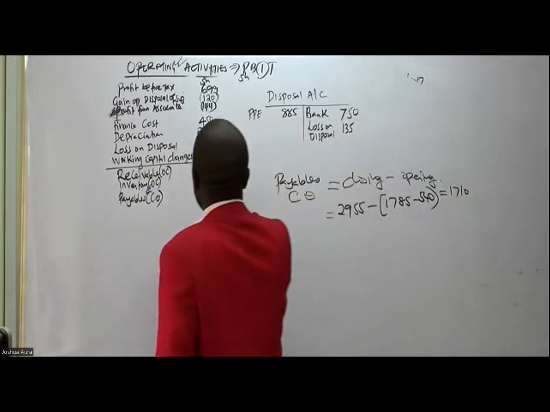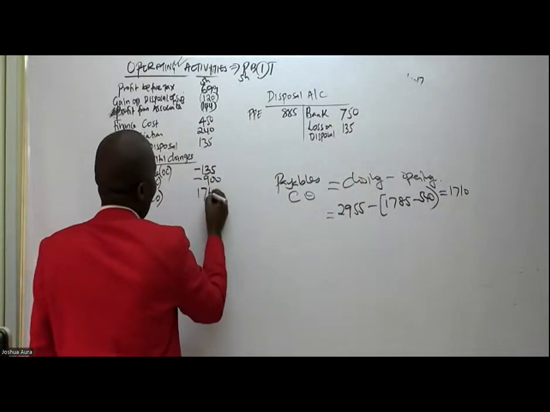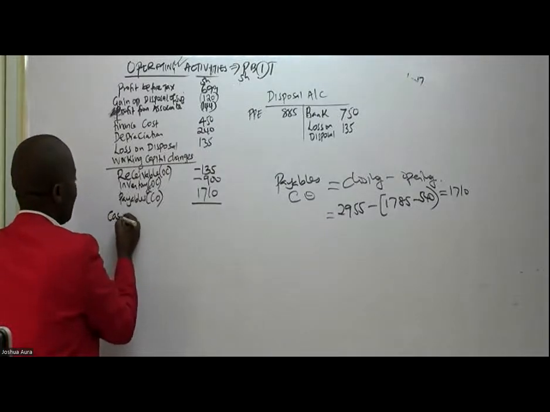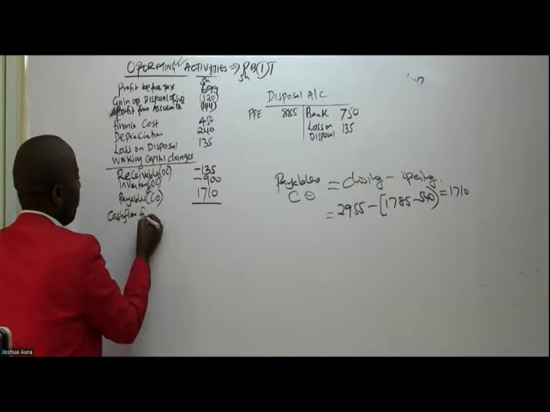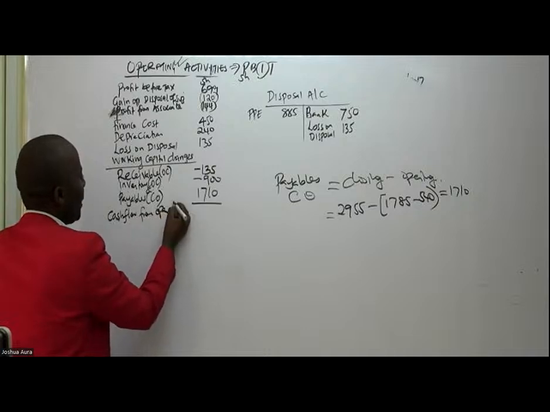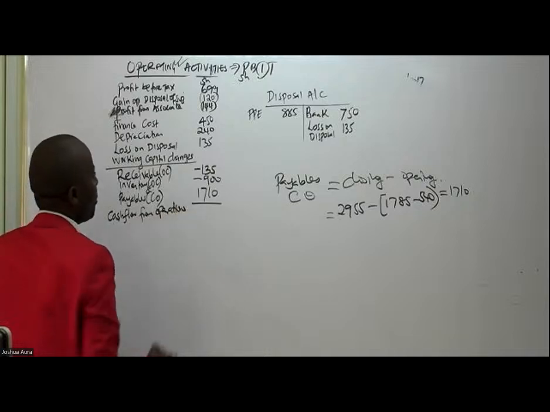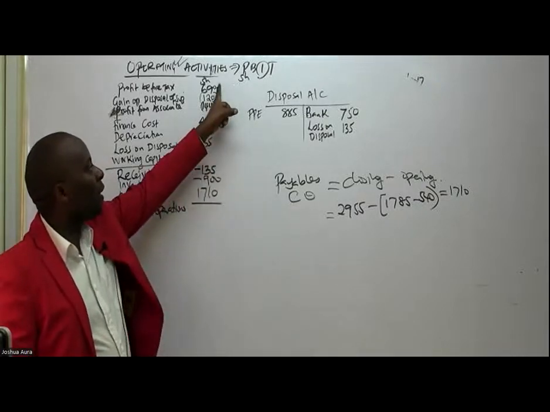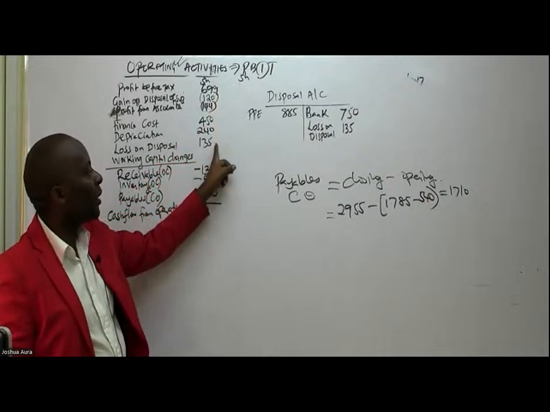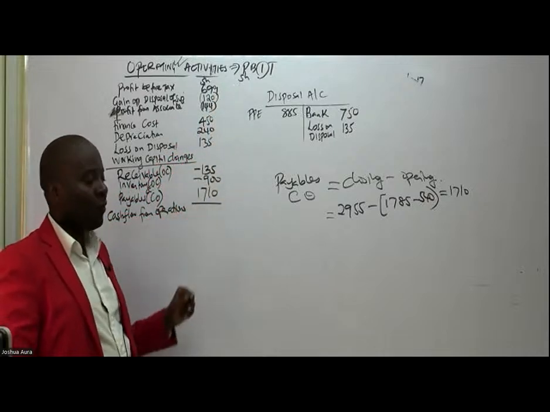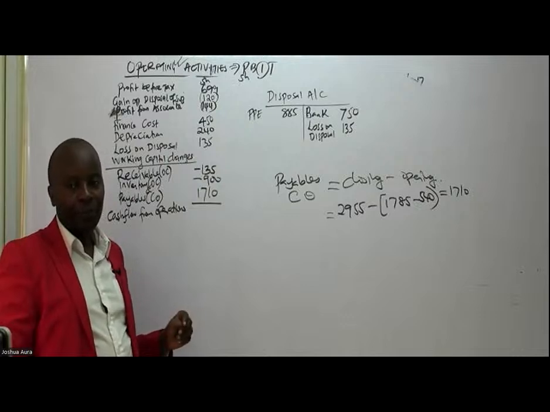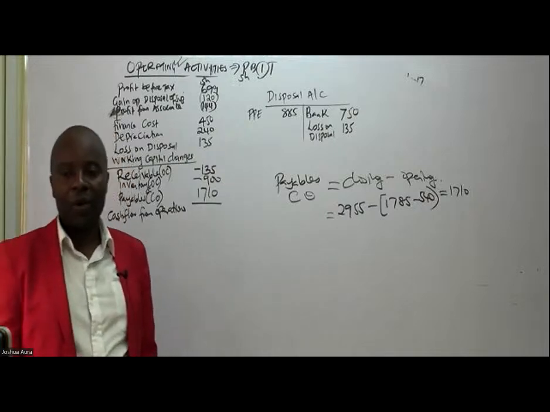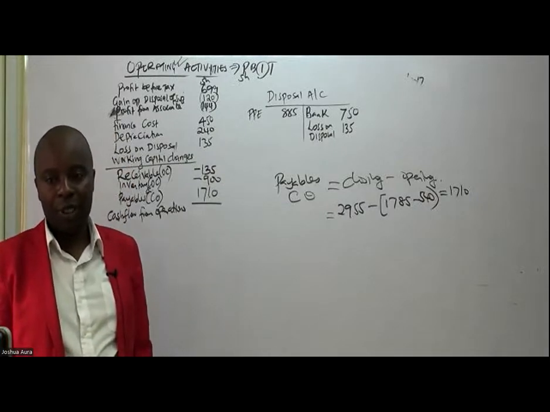So if it's positive 1710, could you kindly give me then the cash flow from operations. You are just following this minus, plus this, minus, and you give me the final figure. Cash flow from operations, just take your time, there's no hurry. What shall we get?